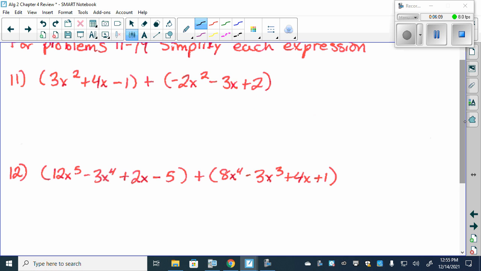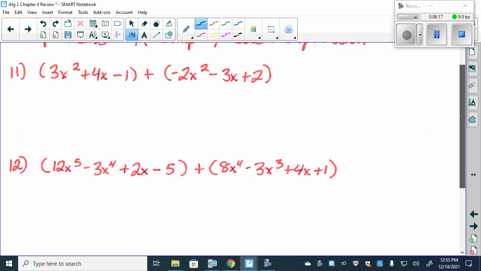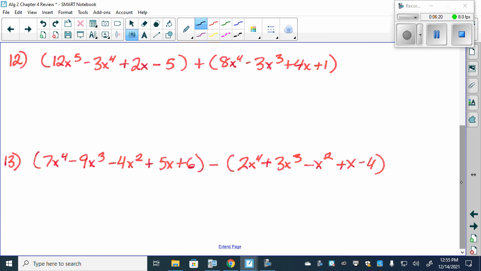Let's look at 11, 12, and 13. Which one of those do we want to look at? 12. So when we look at 12, we're adding these two together. Now with addition, we don't have to worry about sign changes. We can just add the like elements. So we start off with 12x to the 5th because x to the 5th, there are no like terms with x to the 5th. Now the next one we can look at is x to the 4th, and we have negative 3x to the 4th and 8x to the 4th. We can add those together. Plus 5x to the 4th.